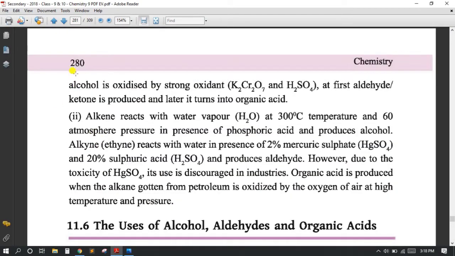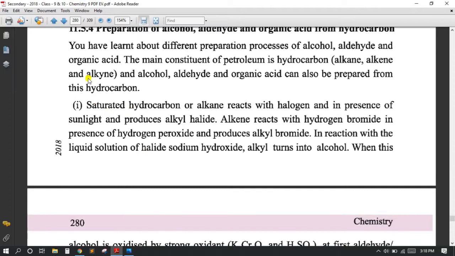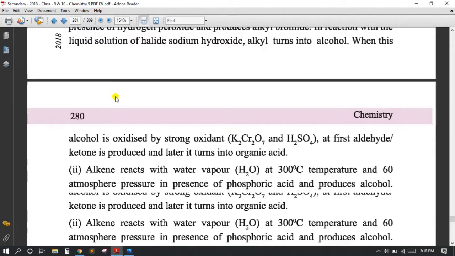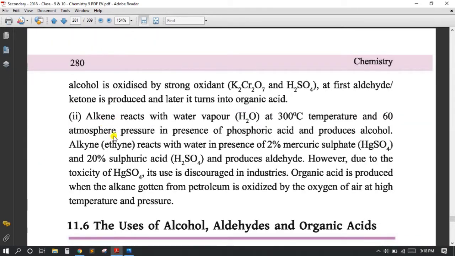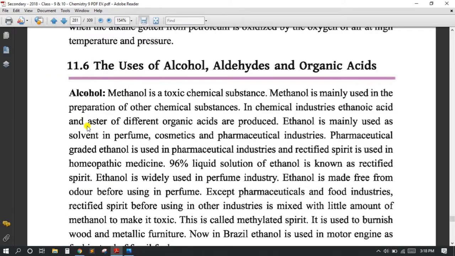In my last class, I told about this portion, alkene reaction. Then from today, I will explain this topic, the uses of alcohol, aldehyde and organic acids. At first, alcohol. Methanol is a toxic chemical substance. Methanol is mainly used in the preparation of other chemical substances. In chemical industries, ethanoic acid and esters of different organic acids are produced.